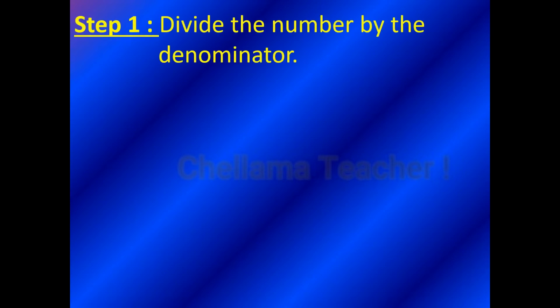These kinds of problems can be solved in two easy steps. Step 1. Divide the number by the denominator. So the given number is 27, which is to be divided by 3. So the quotient is 9.